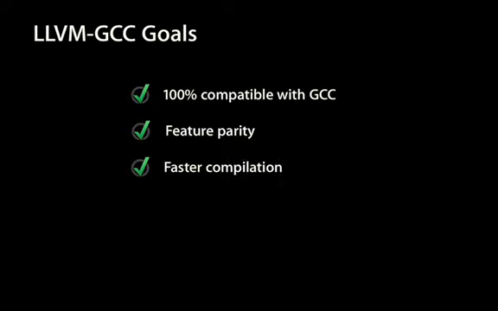So the first thing we want to support is 100% source and binary compatibility with GCC. And of course, there are a lot of GCC features you rely upon. LLVM GCC supports all the major features that GCC provides. And of course, this is built on top of LLVM, so you expect it to be fast, compile code fast, and generate fast code.